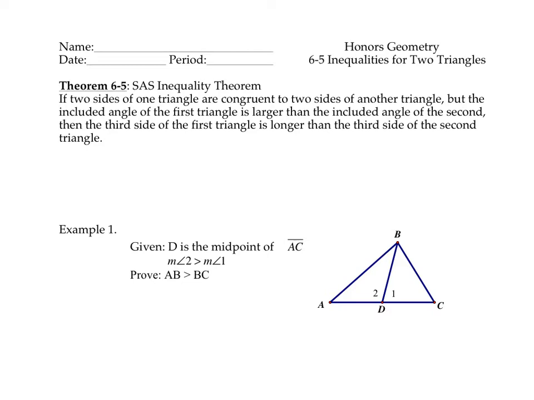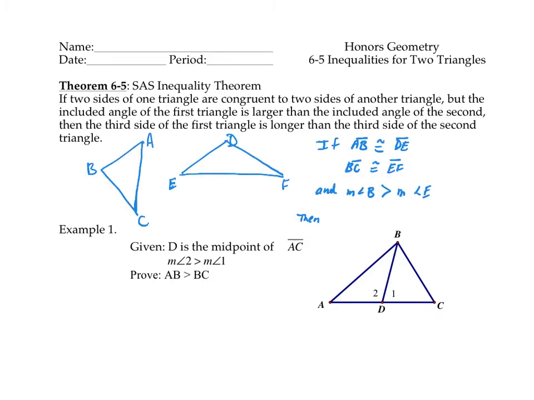And it's kind of wordy and kind of long, but I think once you see an example, you'll get the hang of it. It says if two sides of one triangle are congruent to two sides of another triangle, but the included angle of the first triangle is larger than the included angle of the second, then the third side of the first triangle is longer than the third side of the second triangle. Right, so let's take a look at an example.